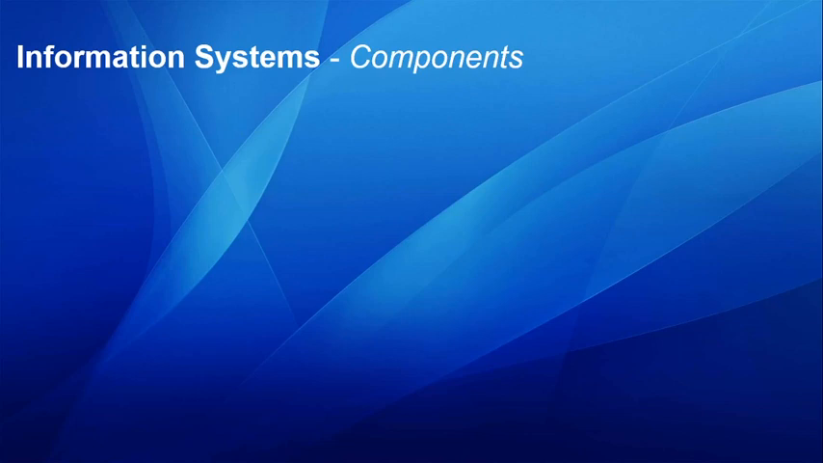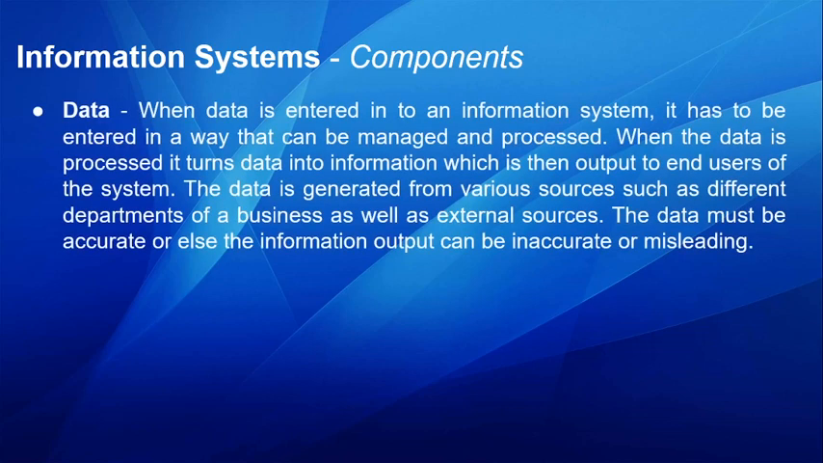Next, let us see the components of an information system. First, data. When data is entered into an information system, it has to be entered in a way that can be managed and processed. When the data is processed, it turns data into information, which is then output to the end users of the system.